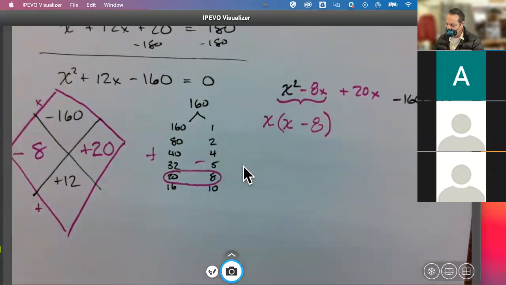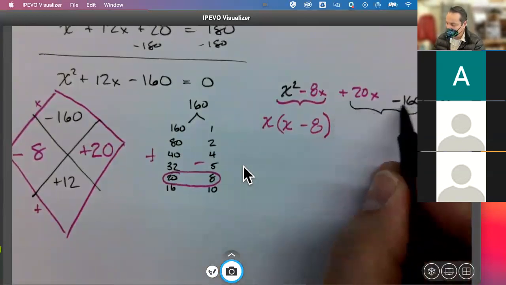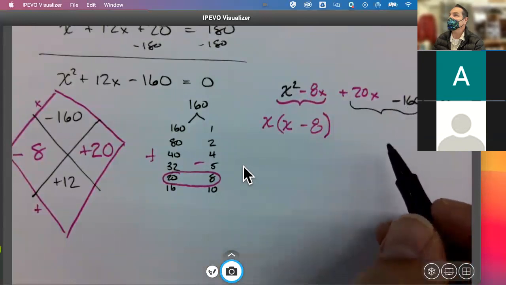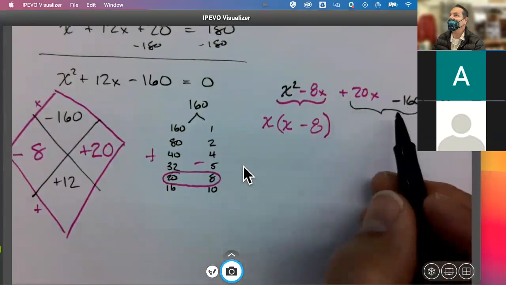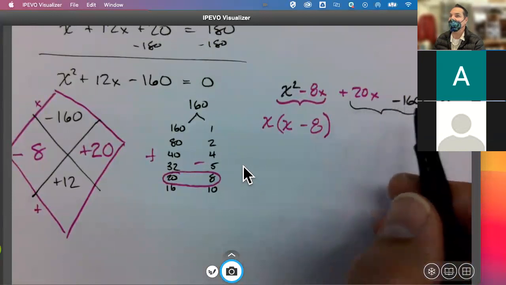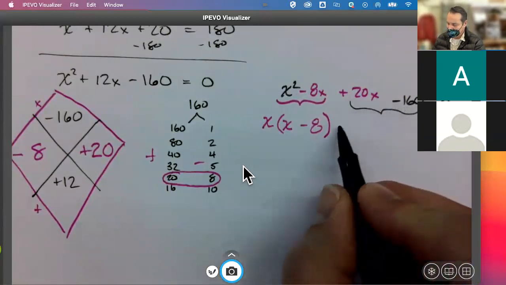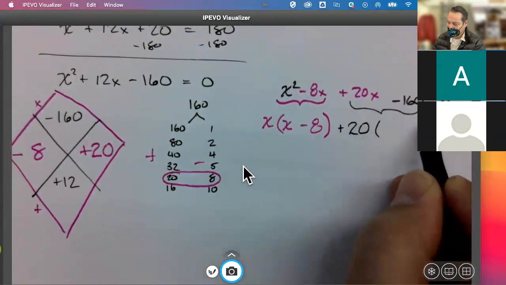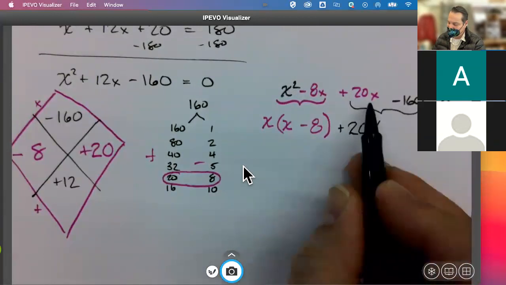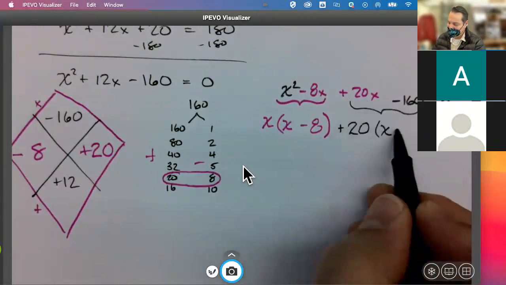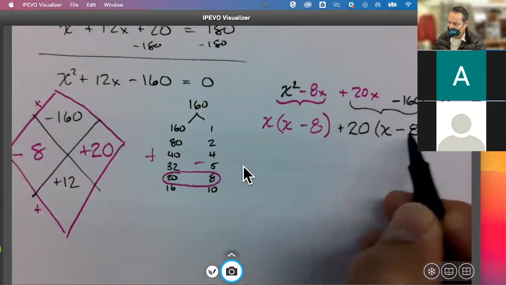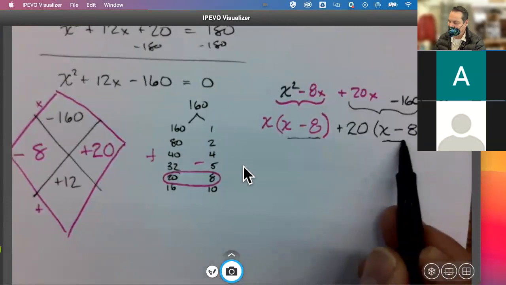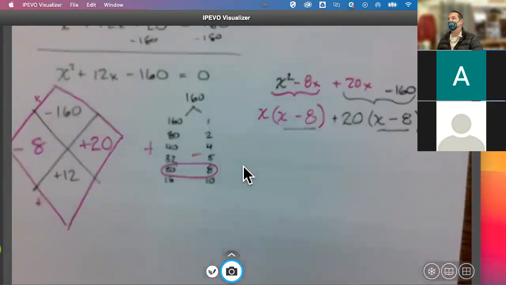Then I'll do the same thing for the second part here. I'm looking for what's common to both of these two. This is 20x and this is negative 160. What can I divide evenly out of both of those? 20, right? And if I do it correctly, what we'll find is that 20 times x makes 20x and 20 times negative 8 makes negative 160. What we should find is this middle thing is the same in both cases.